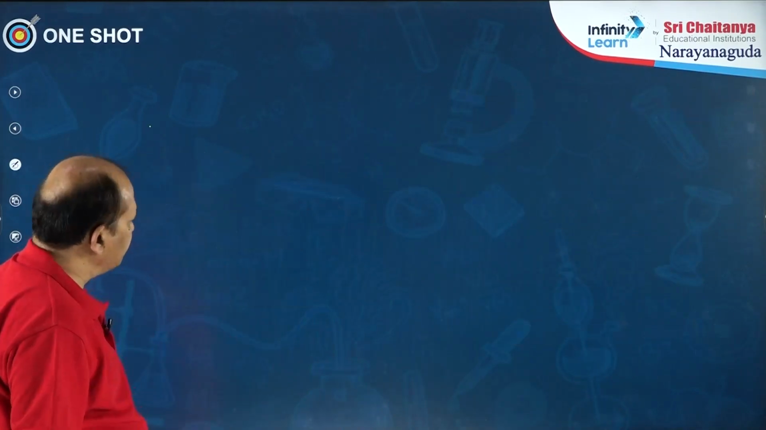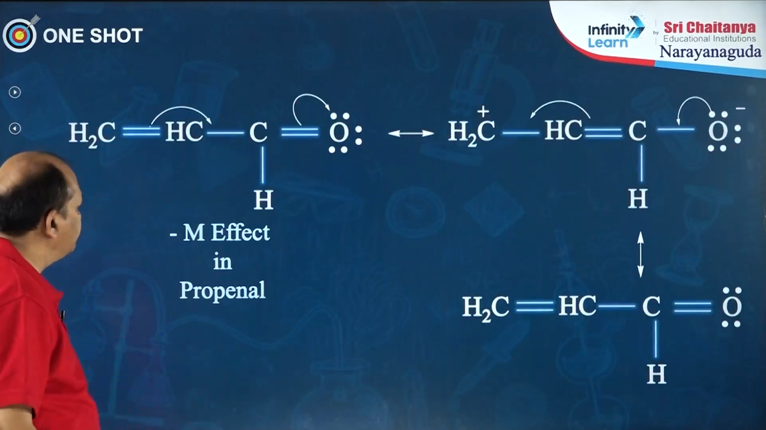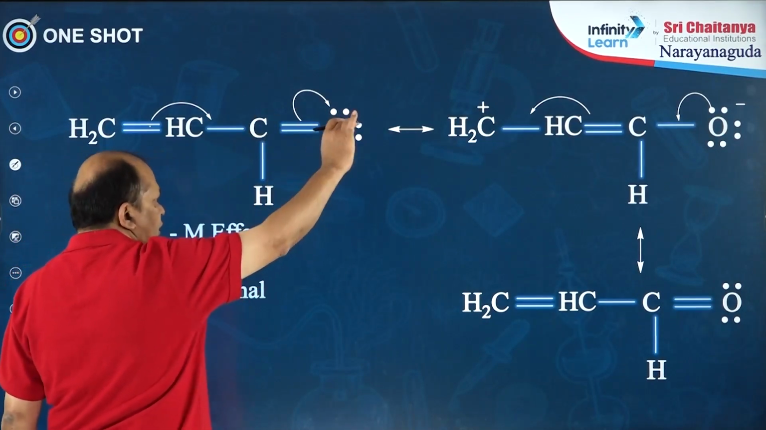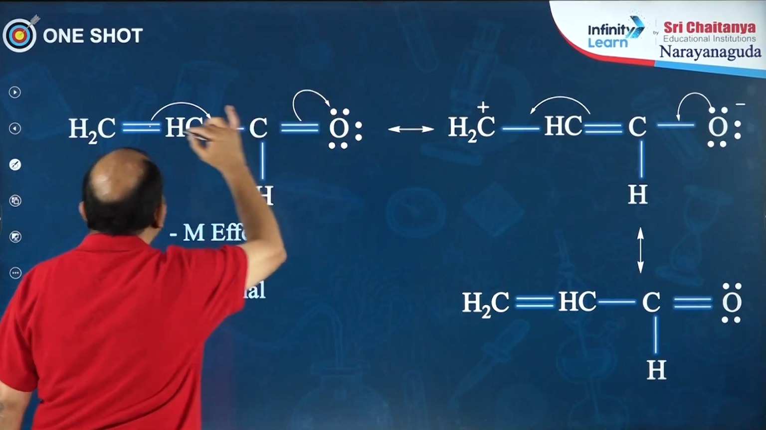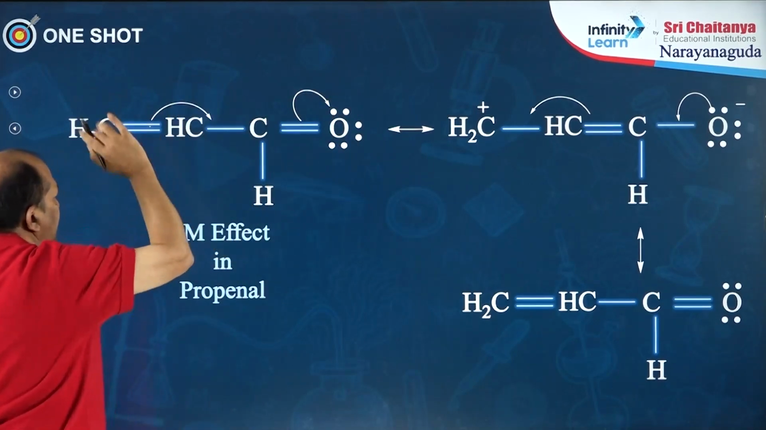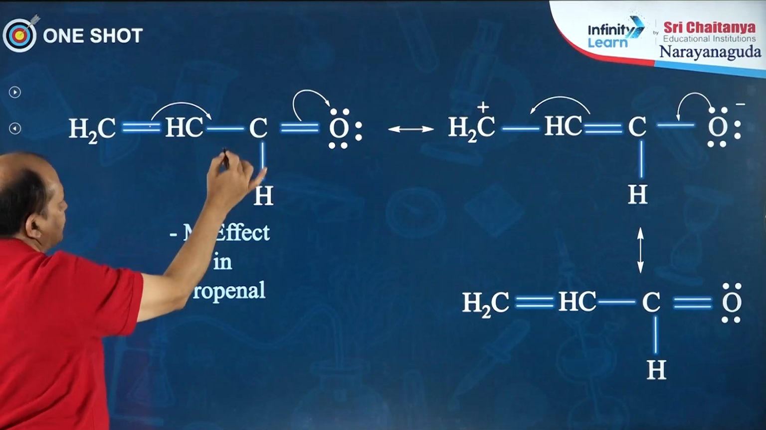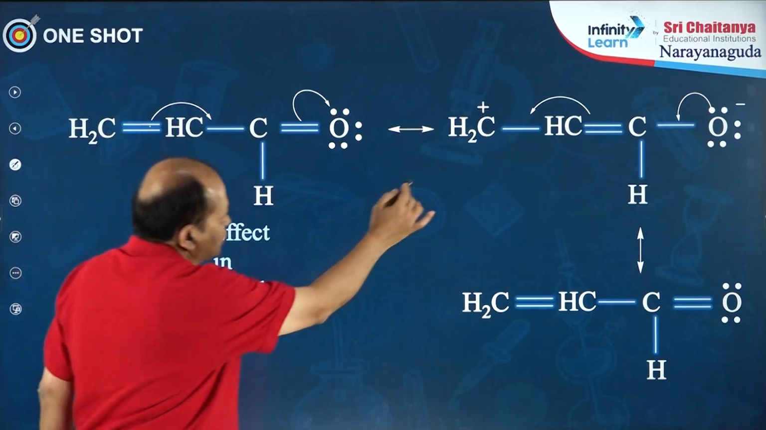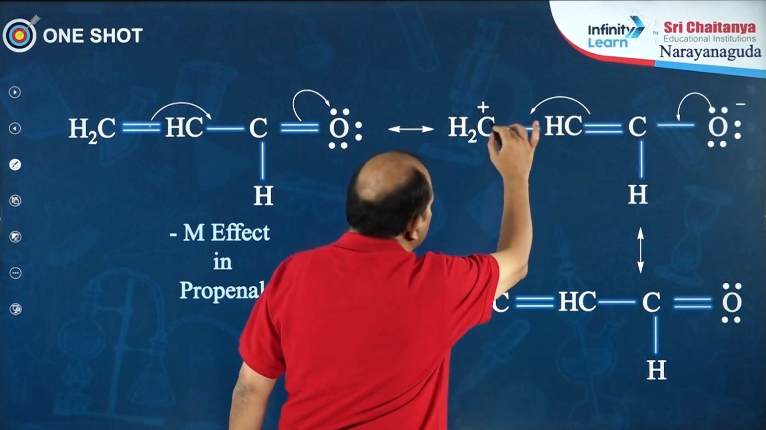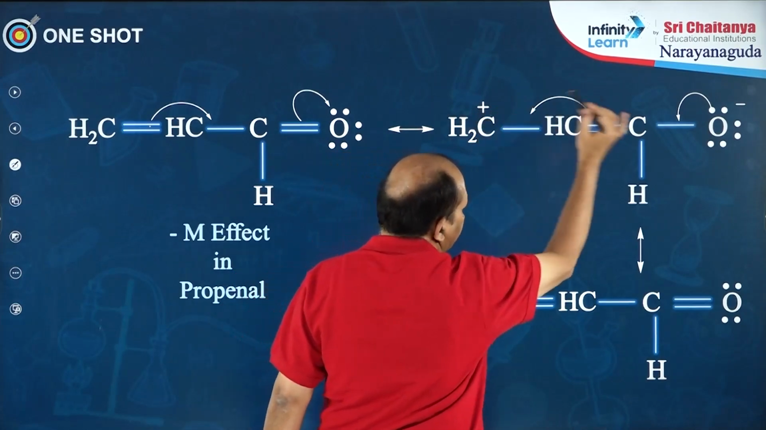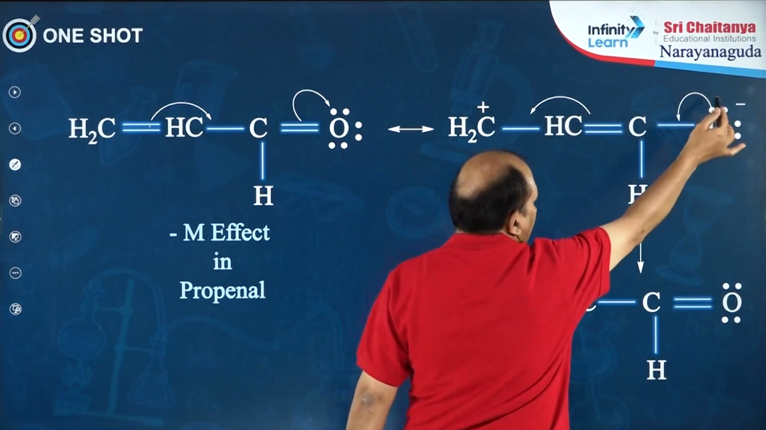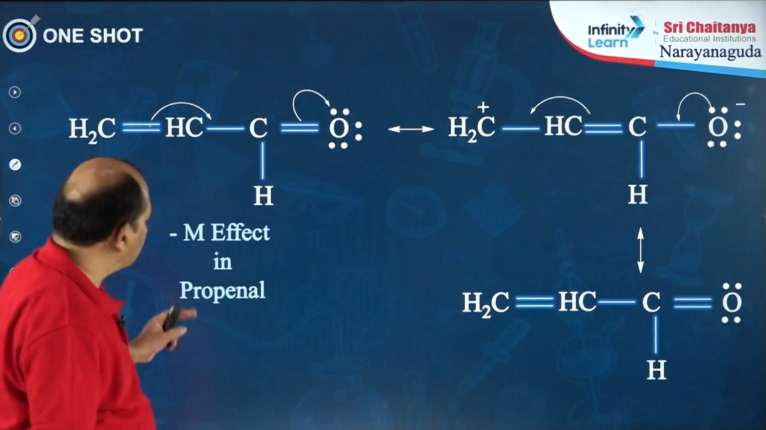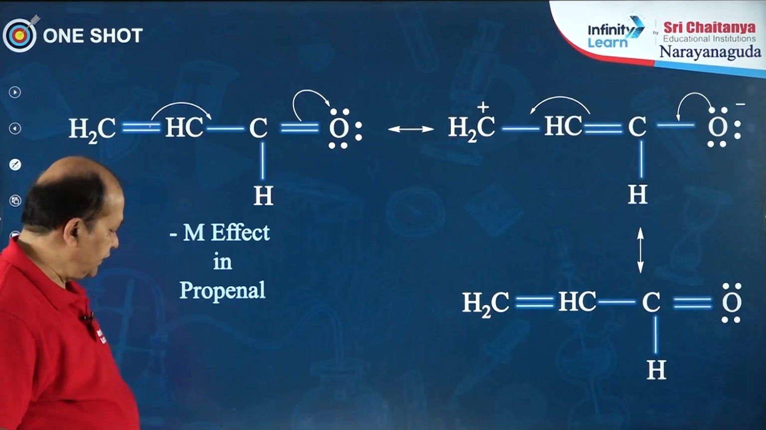Similarly, in the minus M effect, you can observe here, this is propenal, electrons are taken out, that is withdrawn. So, the electrons are coming out, again here we can see the electron movement between C2 and C3 to C1 and C2. Okay. So, you are getting this intermediate with positive charge on the third carbon and negative charge on oxygen, and the back polarization would result in the original structure. So, electrons are taken out, minus M effect.